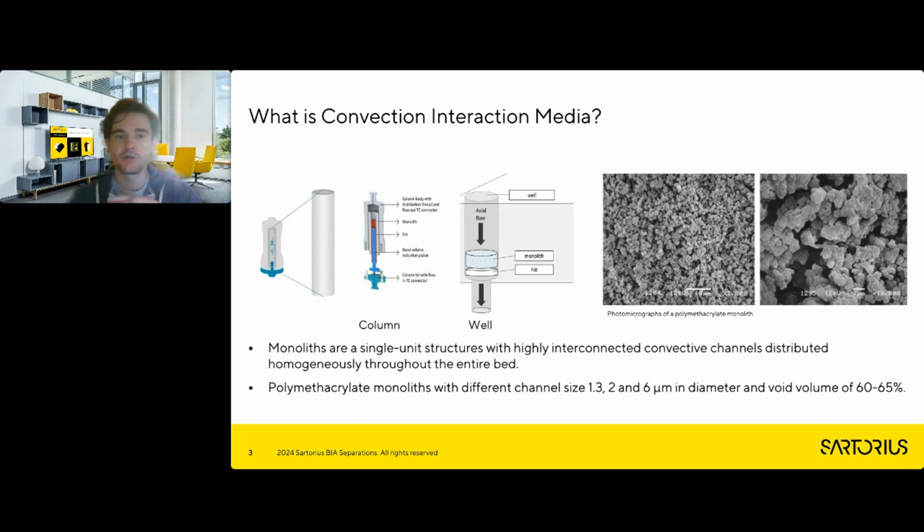Monoliths, or convective interaction media, are the backbone of our technology. A monolith as a chromatographic media is a single unit structure with highly interconnected channels that are evenly distributed throughout the entire bed. We can make them in 1.3, 2, or 6 micrometers in diameter, and a void volume between 60 and 65%. Some of you may already know monoliths through our column format, where we have a radial flow path, and now we couple the monolith with the plate format, where we have the axial flow format.